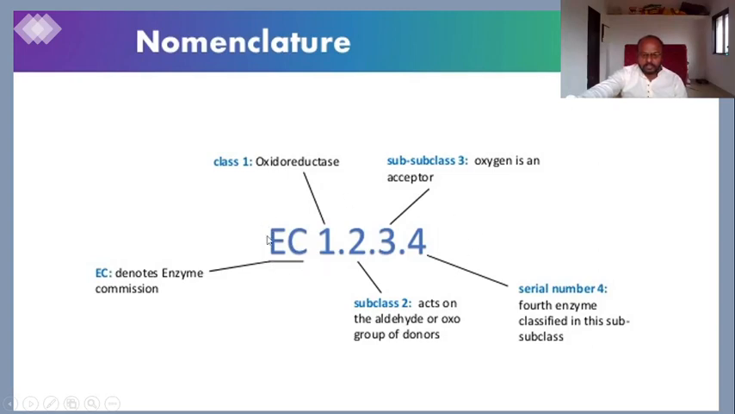That means this is the enzyme code, and on the basis of this enzyme code we can identify the type of the enzyme, the name of the enzyme, and the class and subclass of the enzyme.